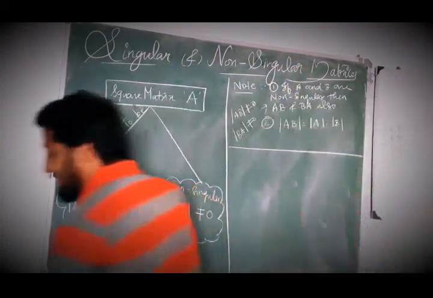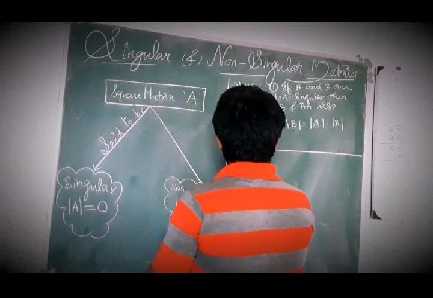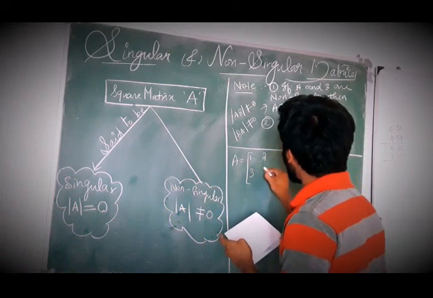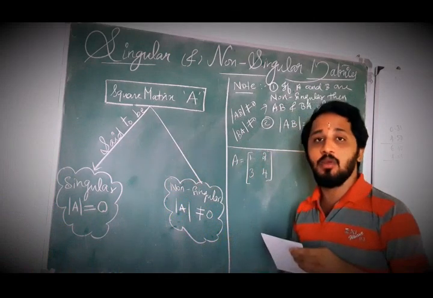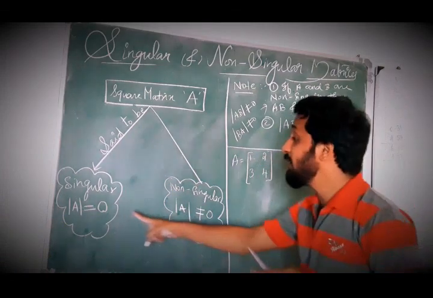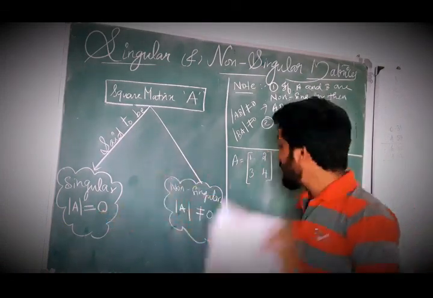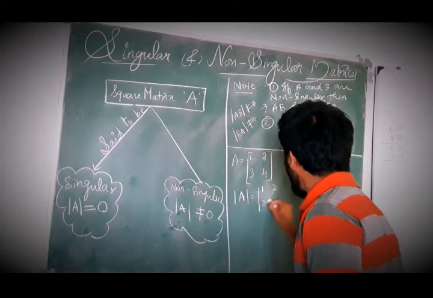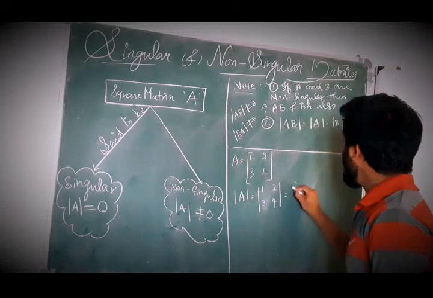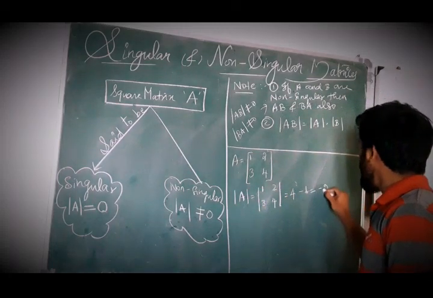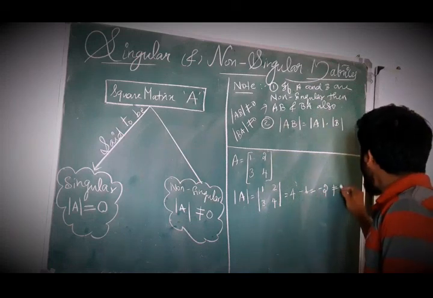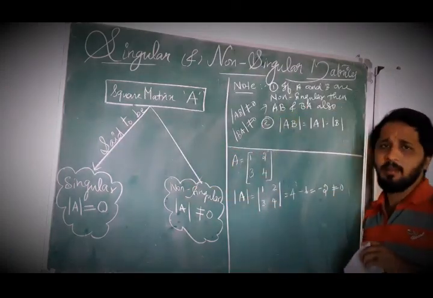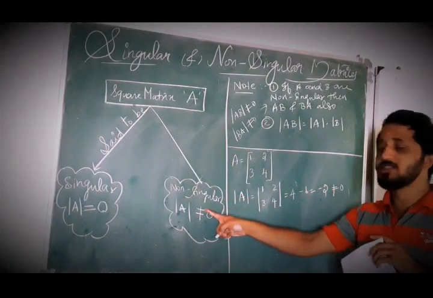Let us go through an example. For example, capital A is equal to the matrix 1, 2, 3, 4. Check whether the given matrix is singular or not. How to find out? We check whether determinant A is equal to 0 or not. So determinant A is the determinant of 1, 2, 3, 4. What is the determinant value? 4 minus 6, which is nothing but minus 2. Is it 0? No, it is not equal to 0. That's why this matrix is a non-singular matrix. Is it clear?